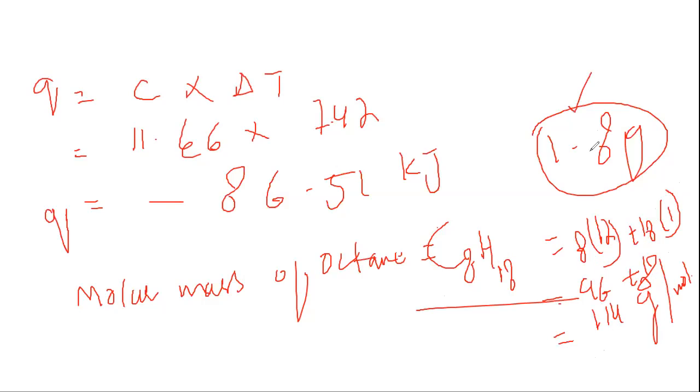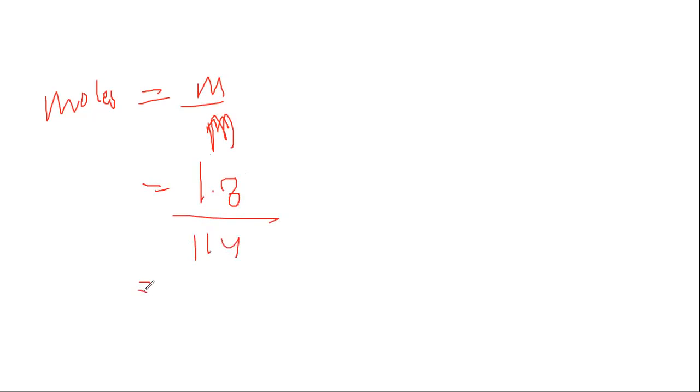Grams are given in the question, so by the mass and the molar mass you can calculate the number of moles. So moles will be equal to mass over molar mass. Mass is 1.8 and the molar mass is 114. So the number of moles is 0.0158 moles. So 86.51 kilojoules of heat is for 0.0158 moles of octane.